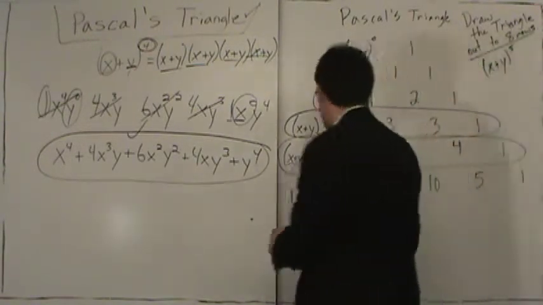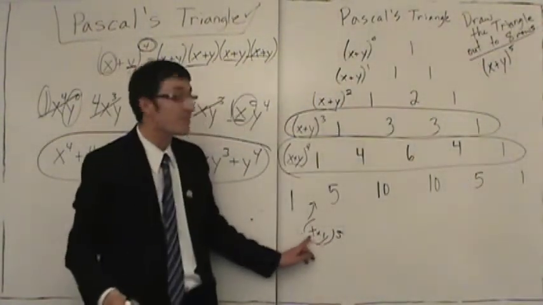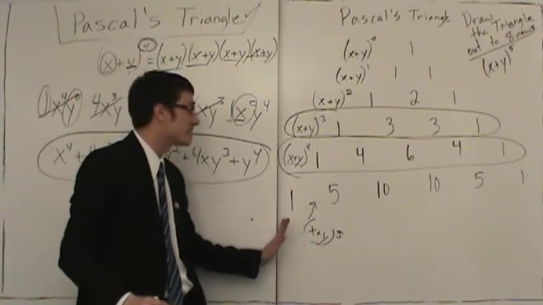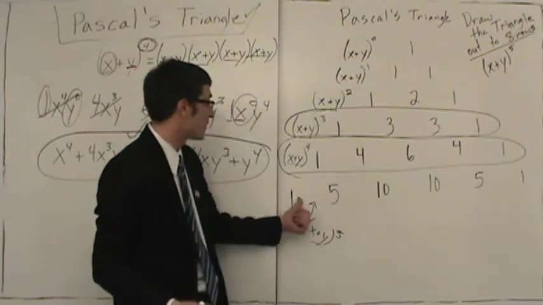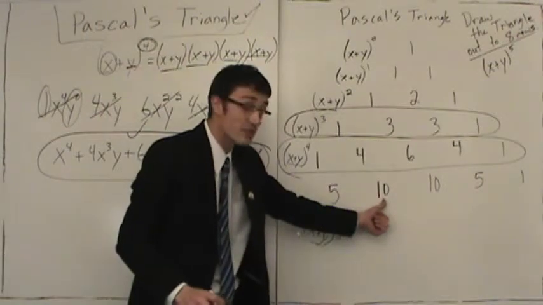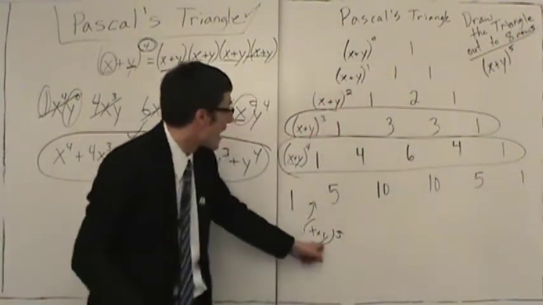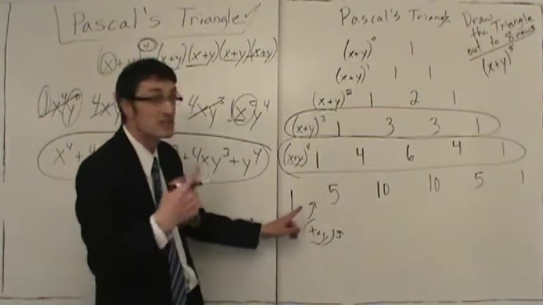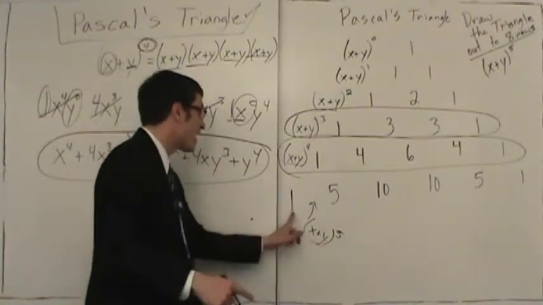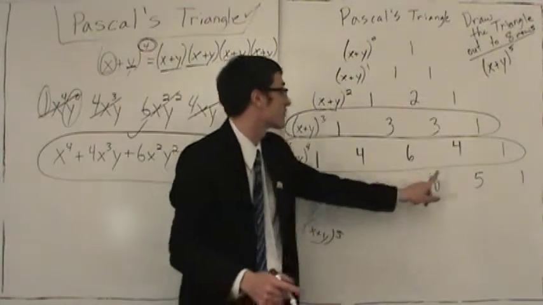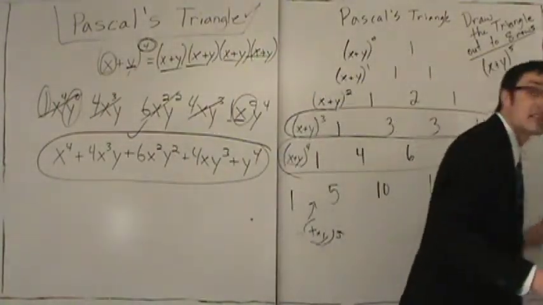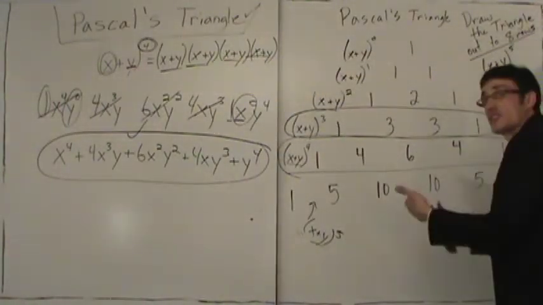I've shown you it will start with x to the 5th and it will go all the way down to x to the 0. So you'll have x to the 5th, x to the 4th, x to the 3rd, x squared, x and x to the 0. And your y will go backwards. So starting at 0 for y, you'll have y to the 0, y to the 1st, y squared, y cubed, y to the 4th, and y to the 5th. Put your coefficients in, you'll be good.